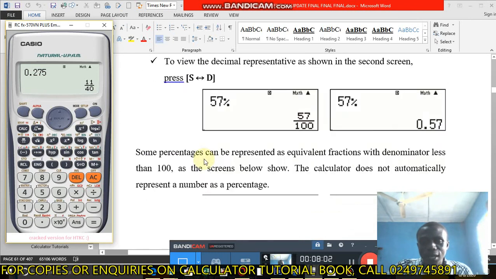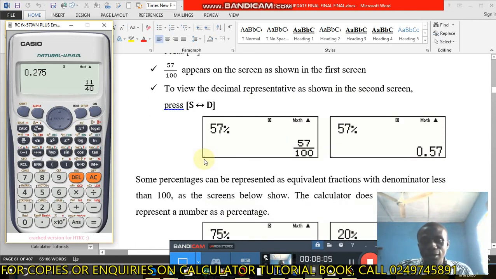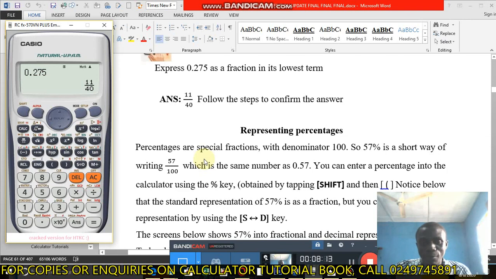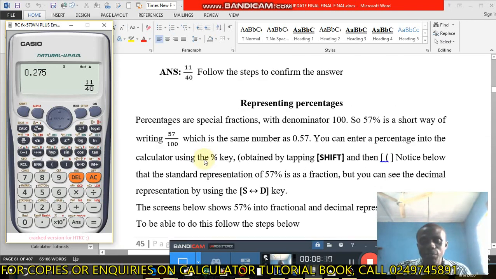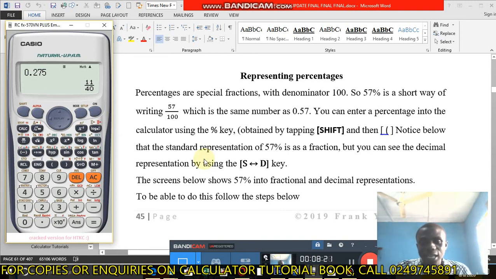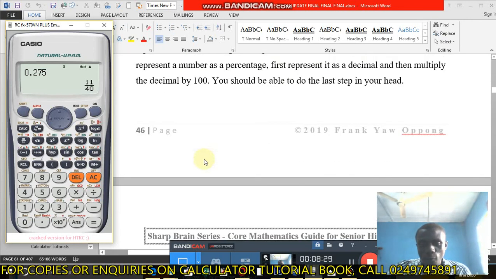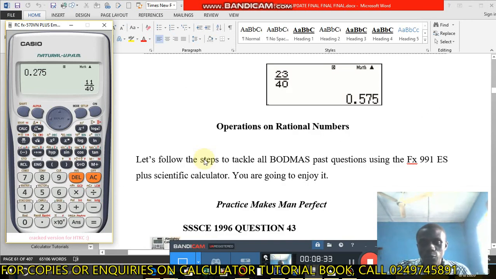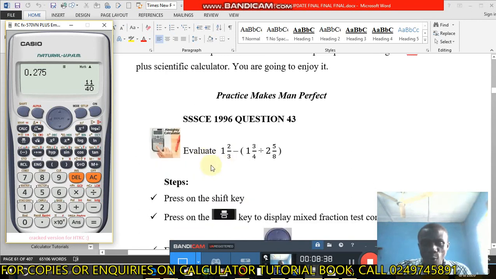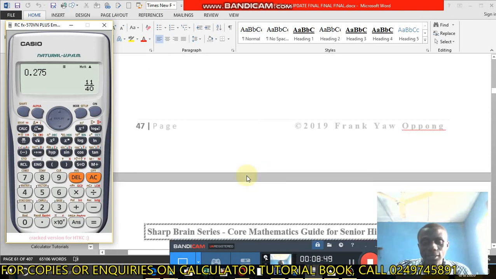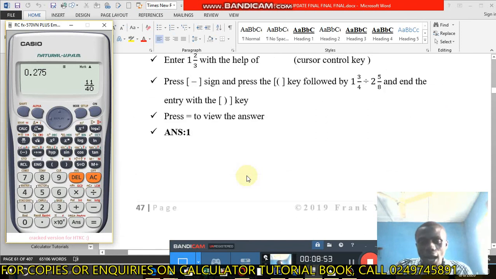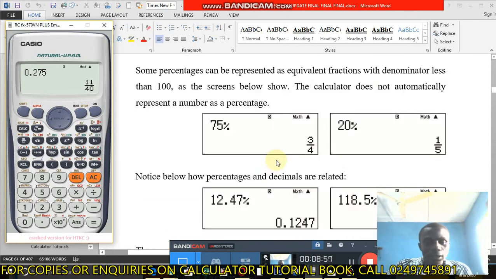Next, we have representation of percentages. You will be converting fractions to percentages and percentages to fractions, as we learned in year 1 during the real number system. So in our next video, we'll be tackling the representation of percentages, converting fractions to percentages and percentages to fractions, and others. So you don't have to miss our subsequent videos. We'll be dealing with operations on rational numbers. In fact, you'll be tackling BODMAS. We learned how to enter mixed fractions on our calculator, and you'll be solving questions on BODMAS in our next video.